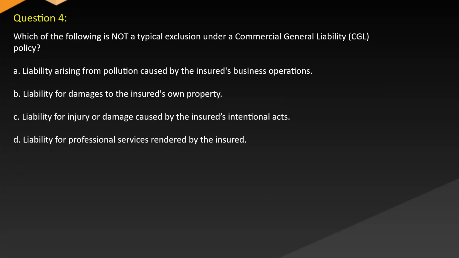Question 4. Which of the following is not a typical exclusion under a commercial general liability (CGL) policy? A. Liability arising from pollution caused by the insured's business operations. B. Liability for damages to the insured's own property. C. Liability for injury or damage caused by the insured's intentional acts. D. Liability for professional services rendered by the insured.